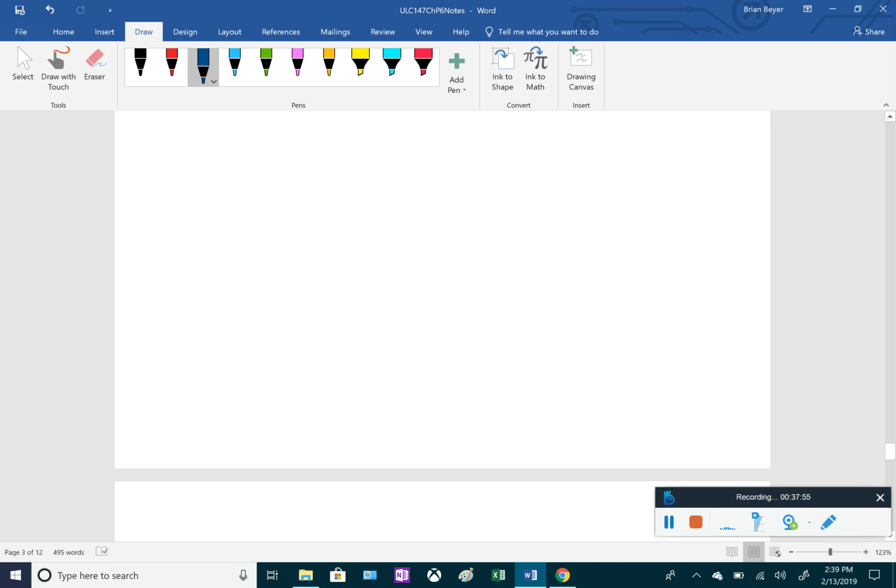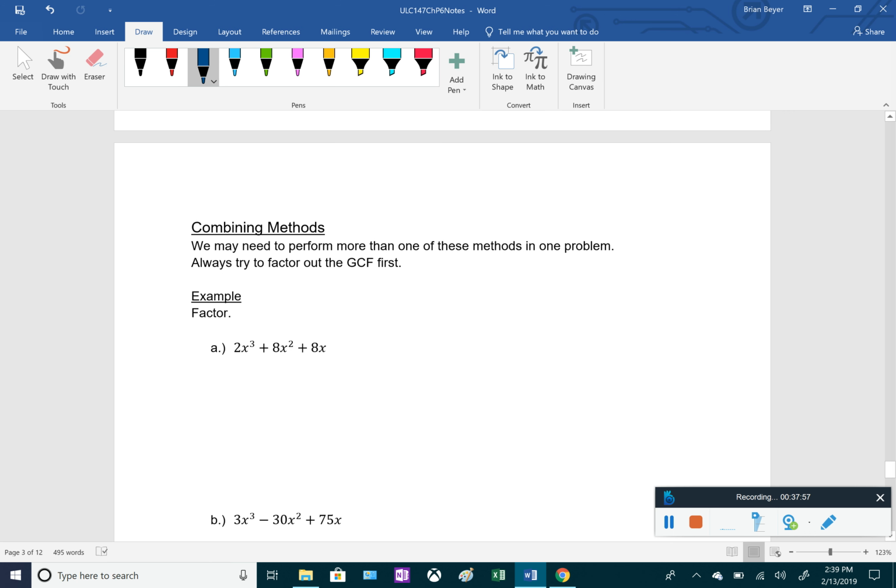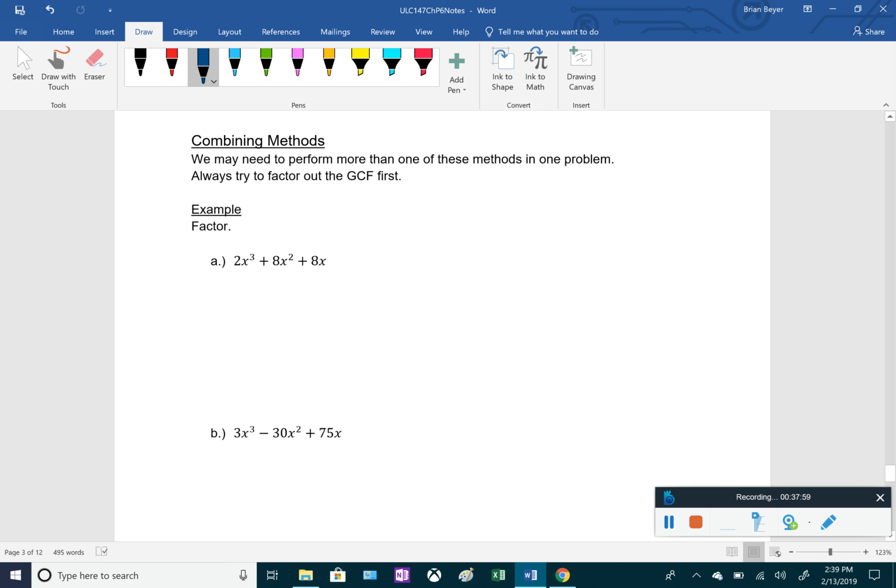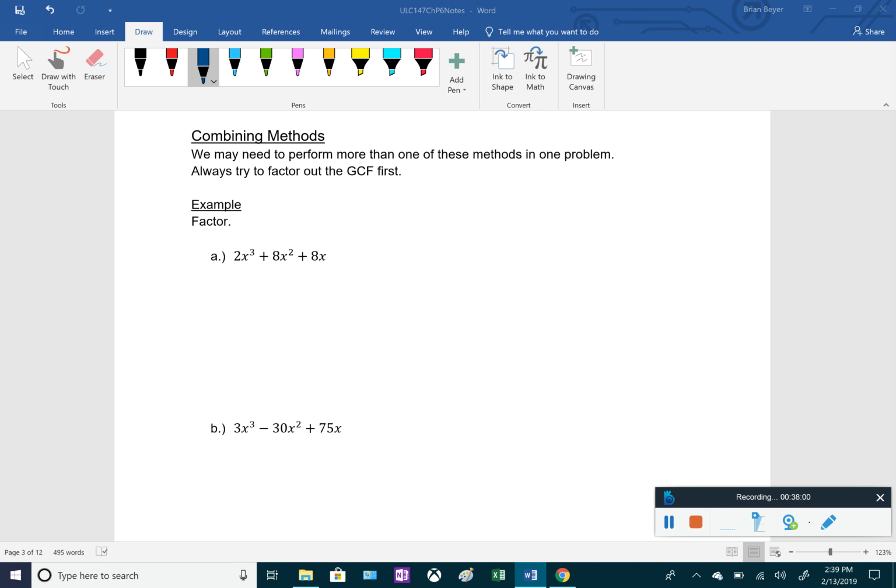Okay, so that is all of our methods. So now let's actually combine these methods here. So I'll just do several examples of this for combining. So we may need to do more than one in one problem. Keep in mind, always try to factor out the GCF first. It definitely won't always work, but just always try it first.